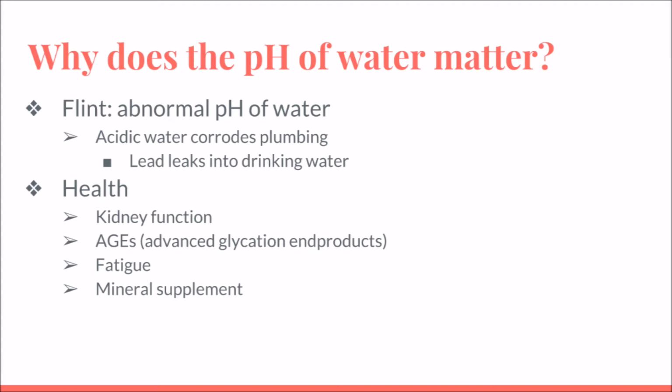In addition, the water can help you to decrease your production of AGEs, which are advanced glycation end products. The advantage of this is that AGEs have been shown to be linked to the onset of diabetes and Alzheimer's, meaning that if you drink alkaline water, you could prevent this.